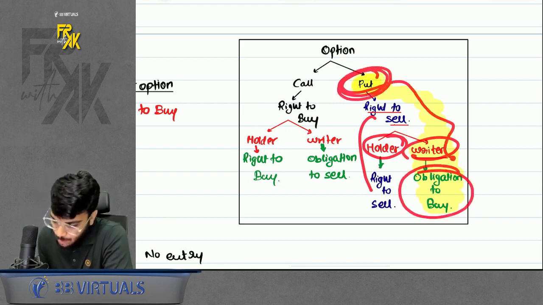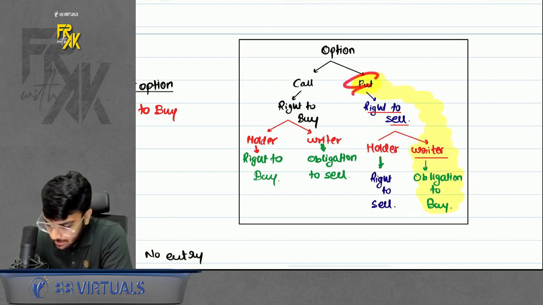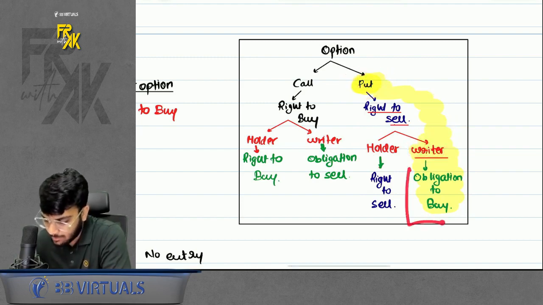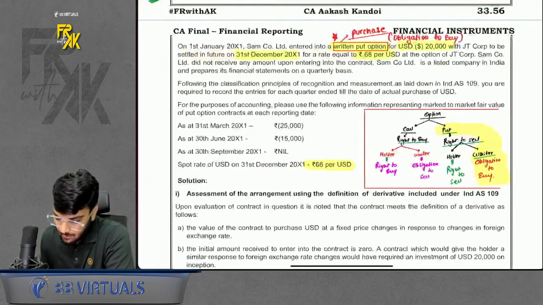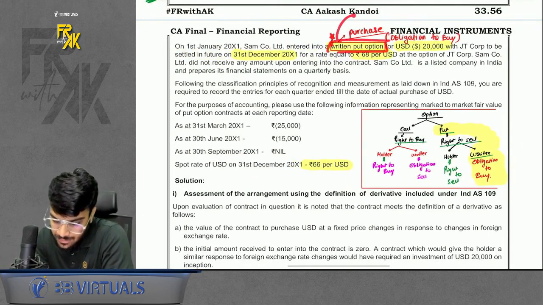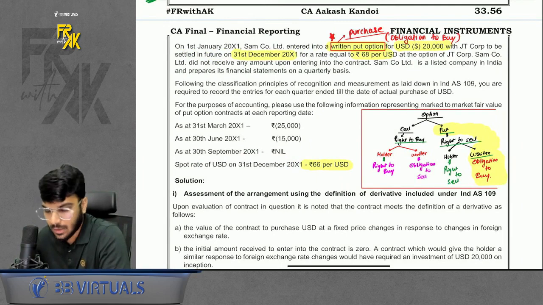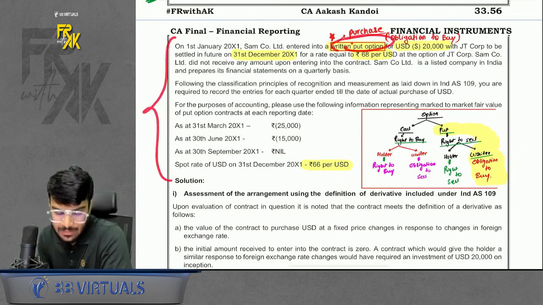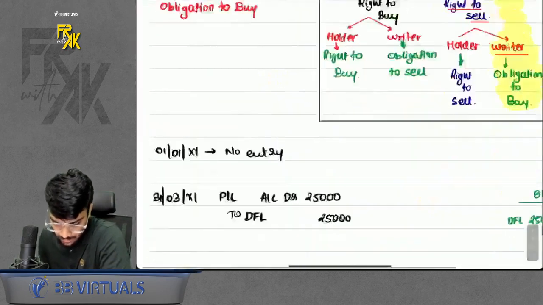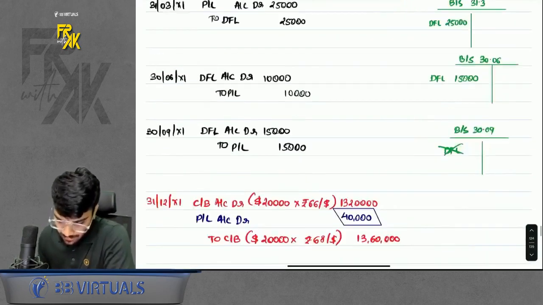So when I say written put option, just refer to this column. Written put option means the writer of the put option. What does the writer of the put option have? He has the obligation to buy. That means instead of saying directly purchase, they might write written put option. So this also directly means purchase only, obligation to purchase. If it is a purchase contract, everything else is very much similar to illustration number 118. So focus only on this part in this question. Done. So this derivative part is done and dusted.